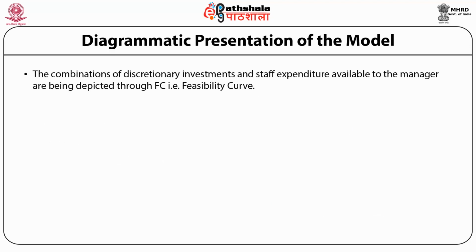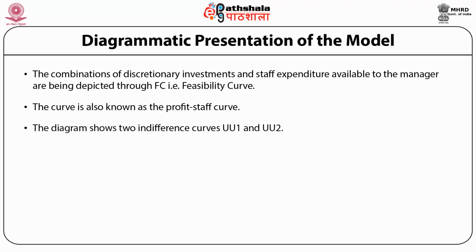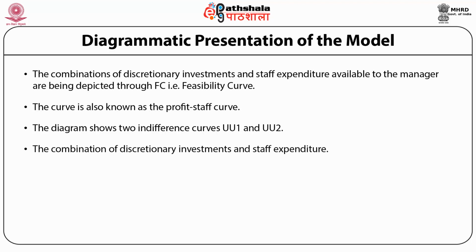The combinations of discretionary investments and staff expenditure available to the manager are depicted through FC, that is, the feasibility curve. The curve is also known as the profit staff curve. The diagram shows two indifference curves, U, U1 and U, U2. Both curves of the manager show the combination of discretionary investments and staff expenditure.